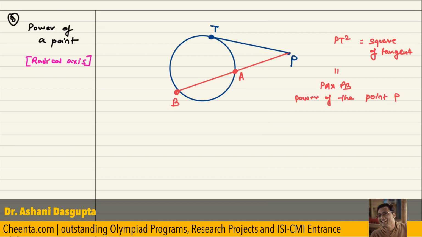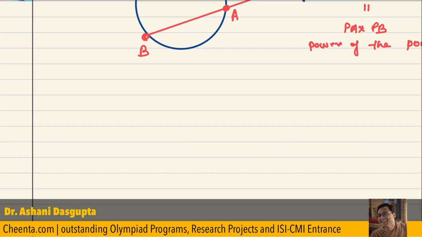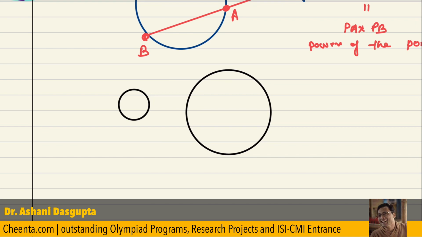In fact, there is an associated idea called radical axis, which basically says that if you have two circles, let's say one of them is like this, one of them is like this, then find all those points whose power is same corresponding to these two circles. So if P is a point with that particular property, then Pt1 square will be equal to Pt2 square. That's how power of a point, so the radical axis is defined.